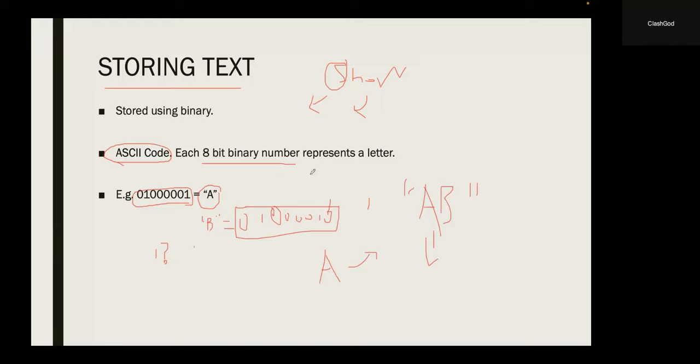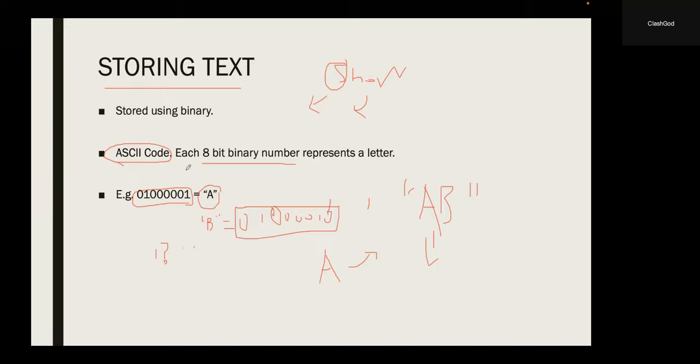a number. Every letter, every punctuation corresponds to a number, an 8-bit binary number. And when you want to store that letter or a sentence, you just piece together the binary representation for all the text. All right, so that's how you switch text into numbers, or how you store text.